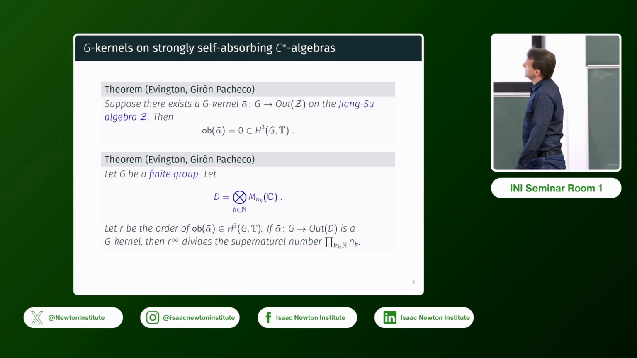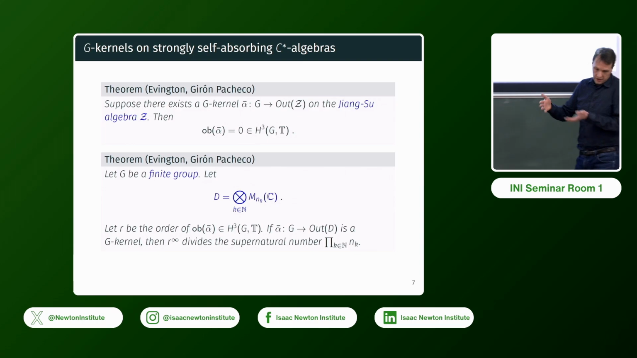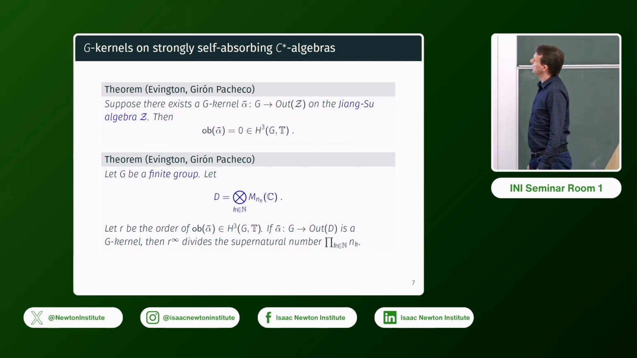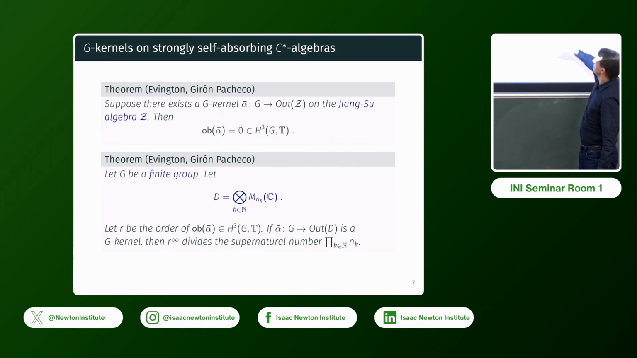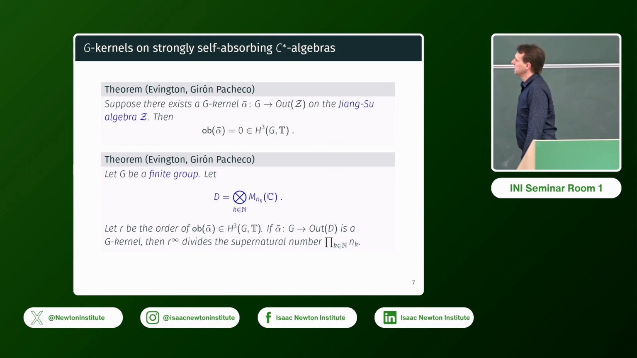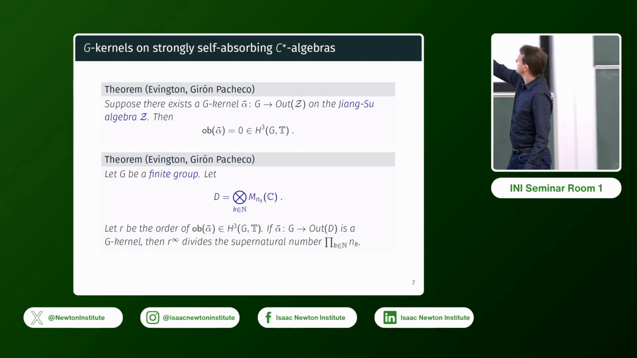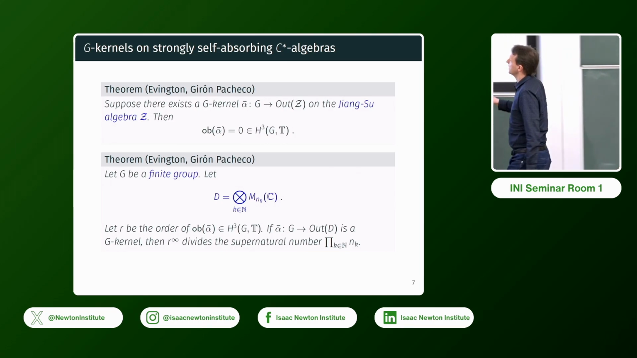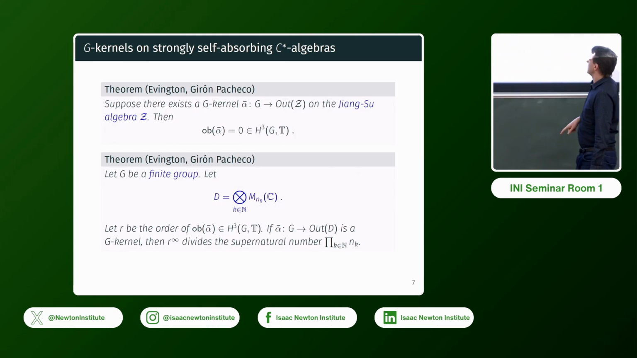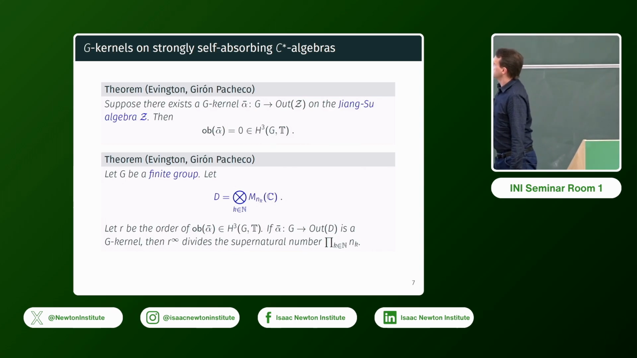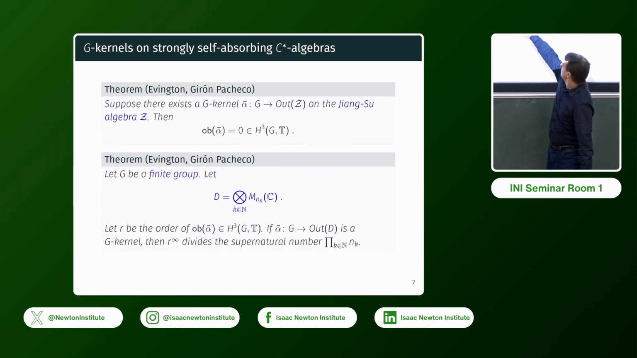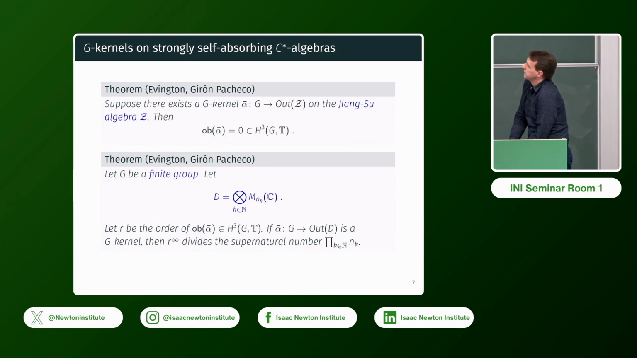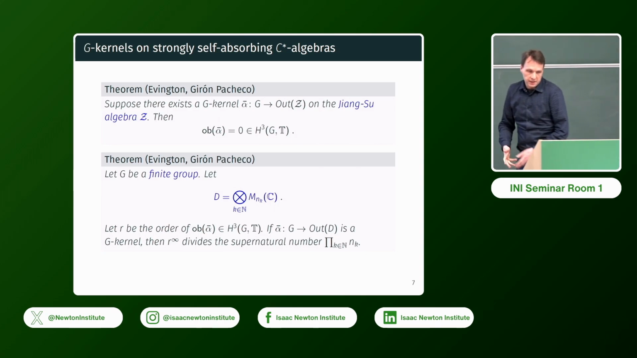There's a second C-star algebra that you could look at that also comes up and is related to the hyperfinite II_1 factor. You could also just take the infinite tensor product of matrix algebras. If you do that, you can look at G-kernels on this, but it turns out you also have restrictions there, namely strong restrictions on the order of this obstruction class, coming from this supernatural number that classifies the UHF algebra that you have there. Right, and these are results by Sam Evington and Sergio Girón Pacheco.